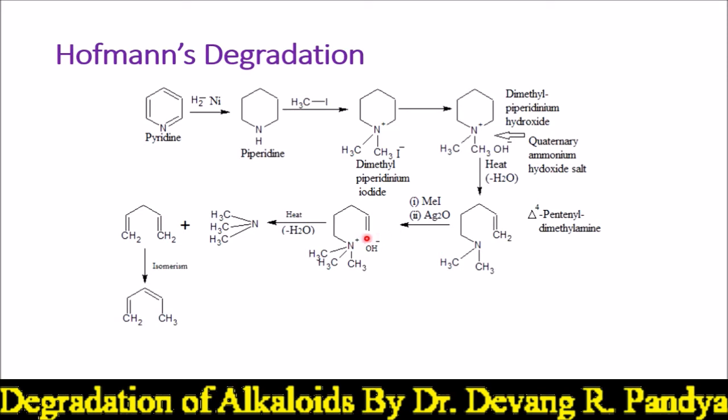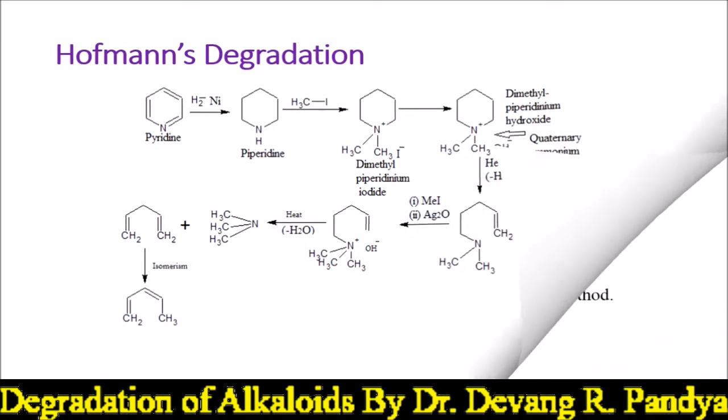We again get the quaternary ammonium hydroxide salt, and on heating, again from the beta carbon the hydrogen is released and the hydroxide forms a water molecule which is removed, and we disconnect the nitrogen from the heterocyclic ring structure. That way the nitrogen is eliminated in the form of trimethylamine, and we get the olefinic compound in isomeric form. So that is the total Hofmann degradation process in an alkaloid compound which contains a heterocyclic ring structure as its main skeleton.